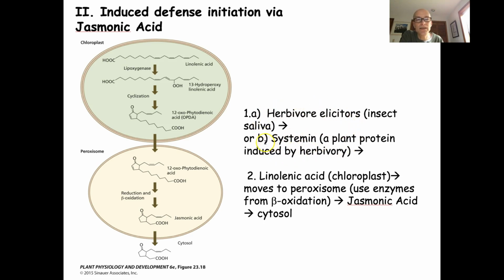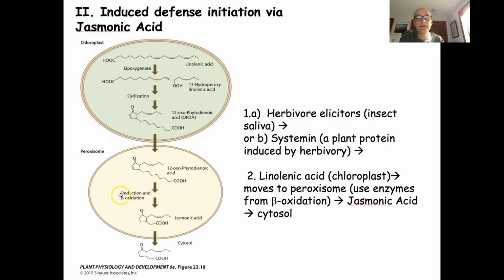So here's our first step in the jasmonic acid defense response. Herbivory turns on jasmonic acid and cysteamine production. Okay, so how is jasmonic acid made? Well, it is made in the chloroplast with the help of the peroxisome and with the help of several pathways that also are used for other pathways in the plant, specifically beta oxidation.